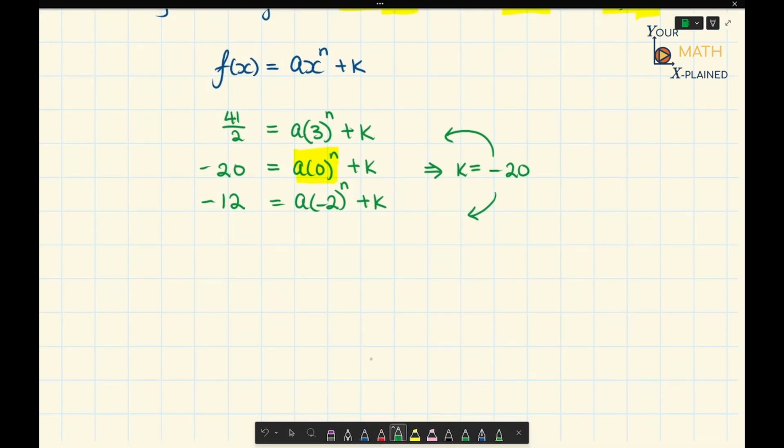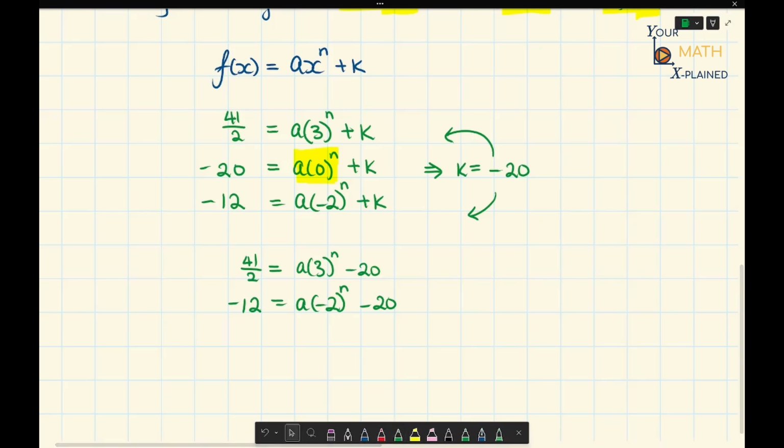So let's go ahead and do that. Substituting it into the first equation, we're going to get 41/2 is equal to a times 3 to the power of n minus 20. Substituting it into the third equation is going to give us -12 is equal to a times -2 to the power of n minus 20.